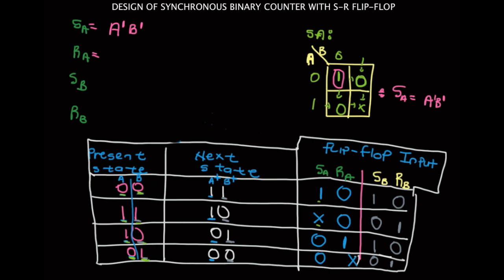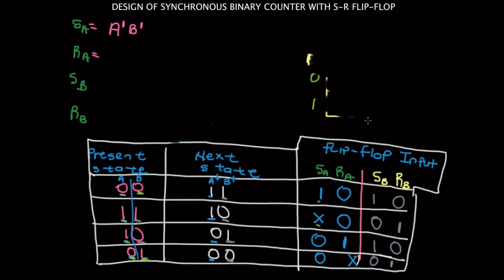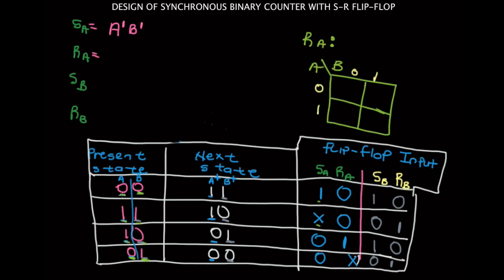And now let's try solving for RA. For RA, because it also has a don't care, we're going to use the K-map. So for 0, 0, we have a 0. For 1, 1, we have a 0. And for 1, 0, we have a 1. And for 0, 1, we have a don't care. So the only possible combination we can have is this, which is A B prime. So your RA is A B prime.